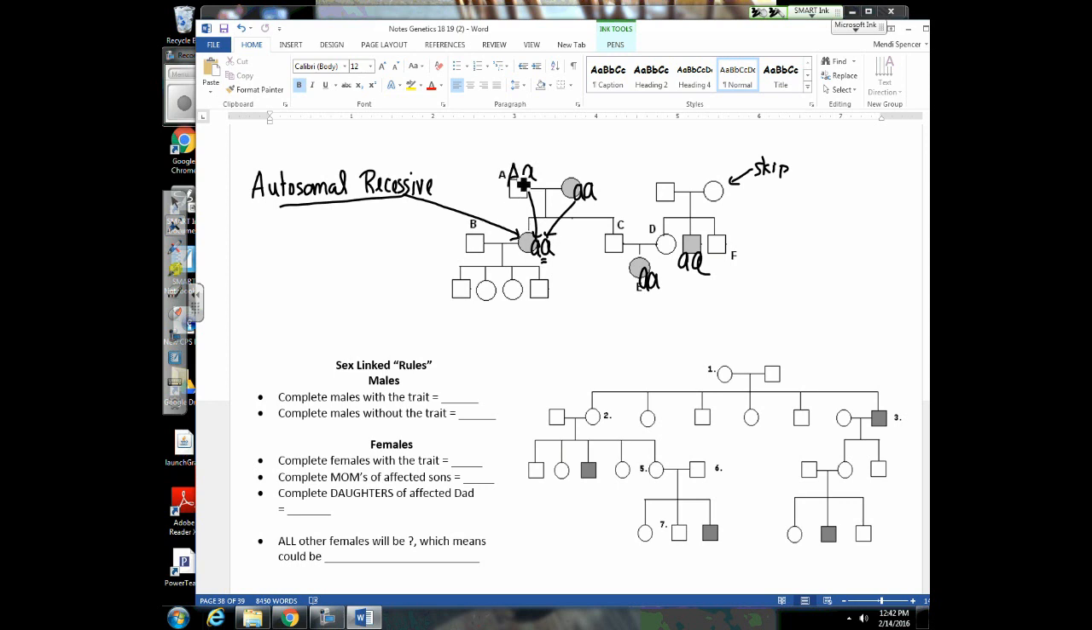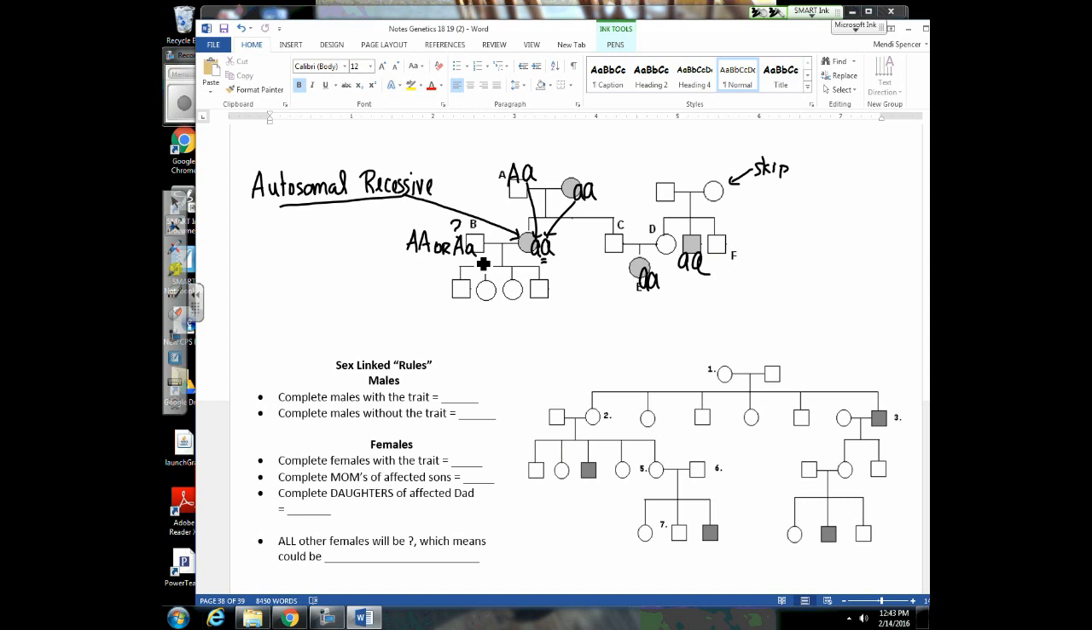For B, B is a question mark. B doesn't have a little a child, and we do not know B's parents. So all we know is that he could be big A, big A and be passing on a big A with that genotype, or he could be big A, little a, and he has just not passed on that little a to the next generation.